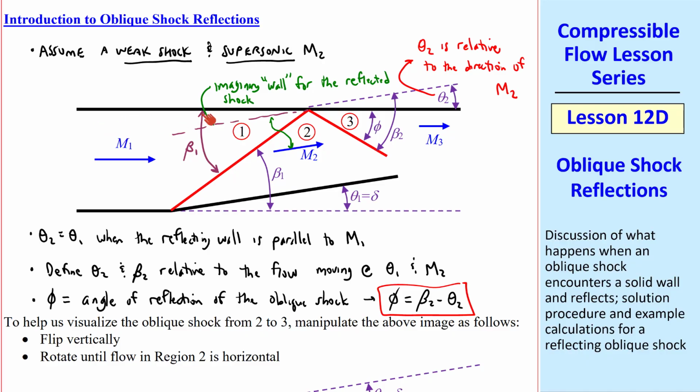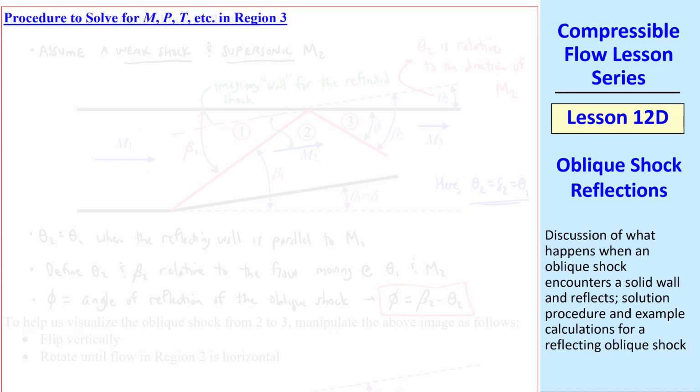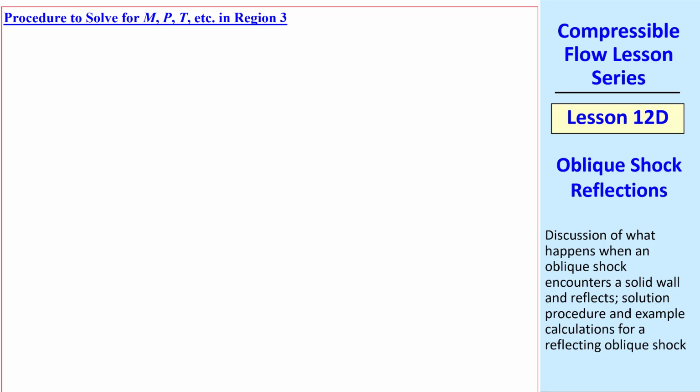Again, this wall does not have to be parallel to the bottom wall, but when it is like this, theta 2 is equal to delta 2, which is also equal to theta 1. That would not be the case if this wall were not parallel to the bottom wall. Now let's discuss the procedure to solve for M, P, T, etc. in region 3 downstream of the reflected oblique shock.